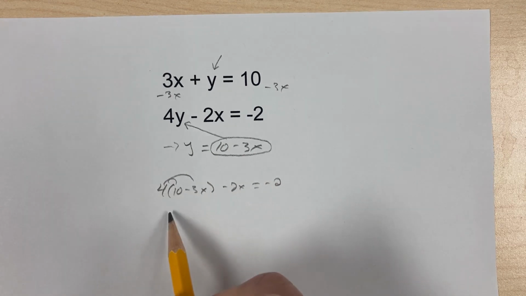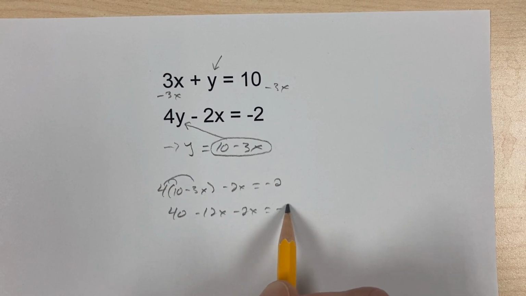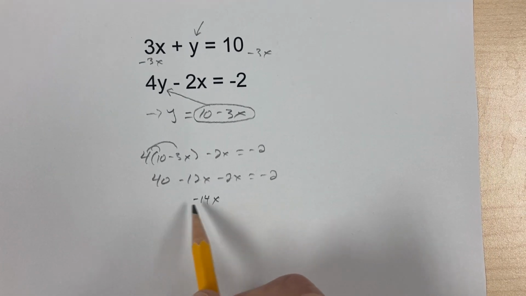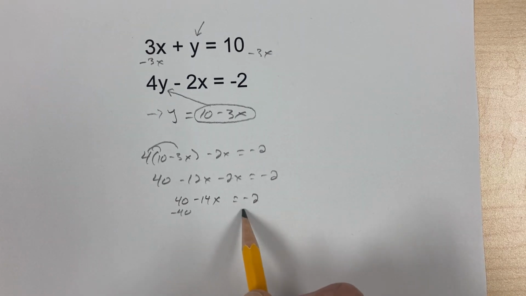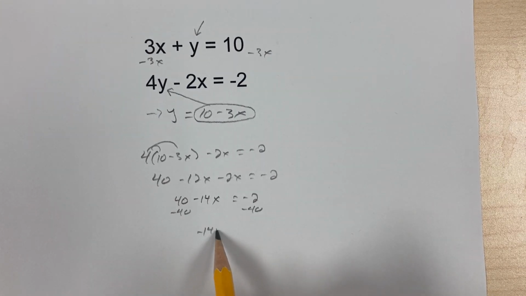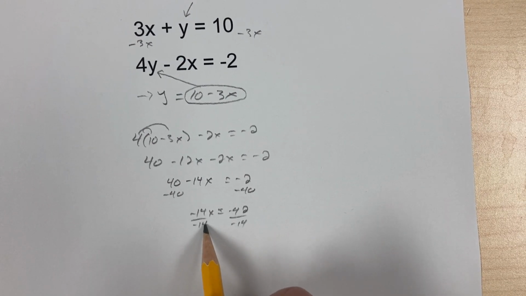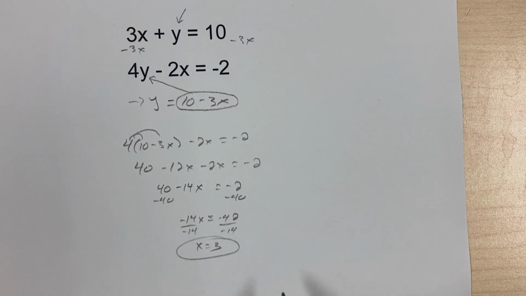We're going to distribute. That'll give us 40 minus 12x minus 2x equals negative 2. Put these together, that's a negative 14x right there. If you subtract 40, we get negative 14x equals negative 42. And then divide by negative 14, we'll get x equal to 3. Okay, so that's our x value.